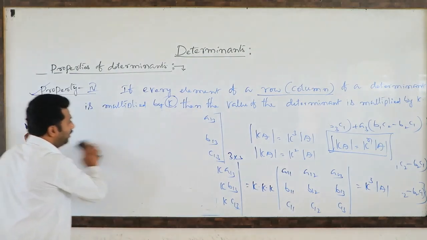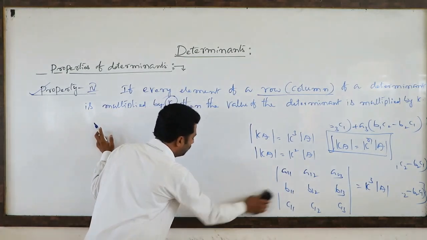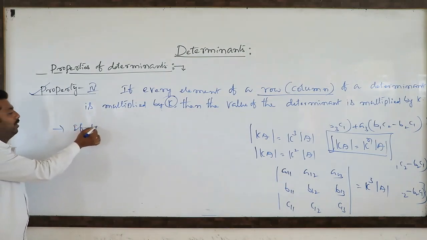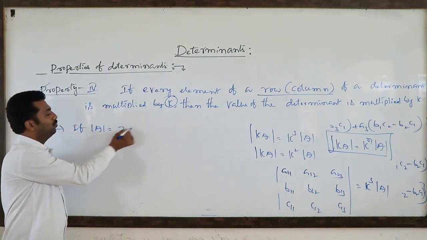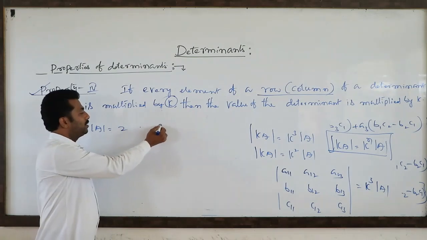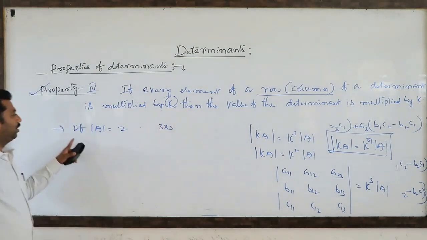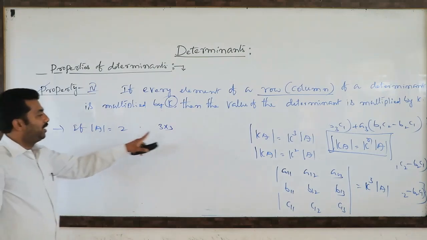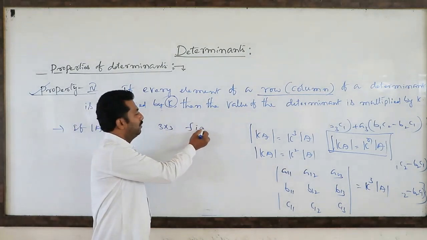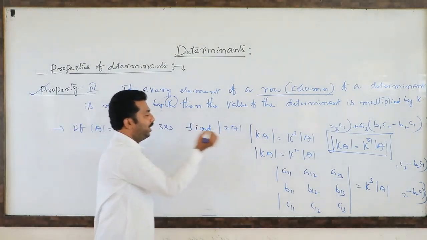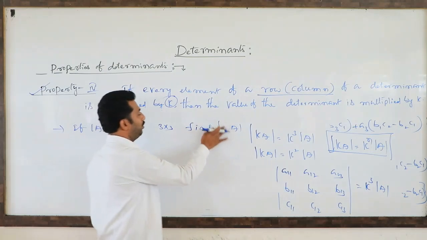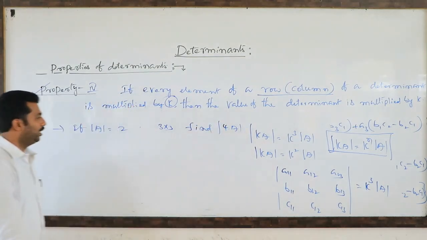One more problem I will take. One more question, they will ask a question like this. How they will ask? If determinant of A is equal to 2, and A is a square matrix of order 3, then find the determinant of 2A, they will ask. What is the determinant of 2A? Or determinant of 4A, you take. Determinant of 4A.